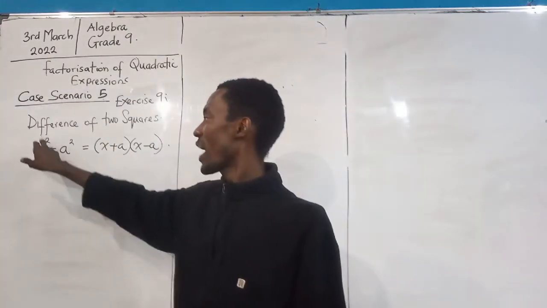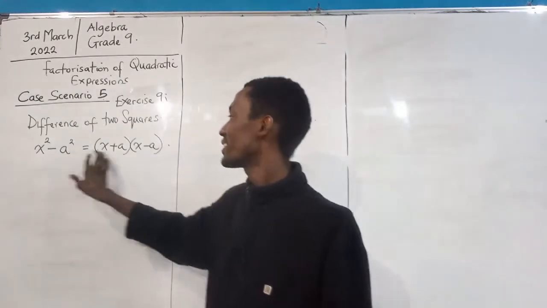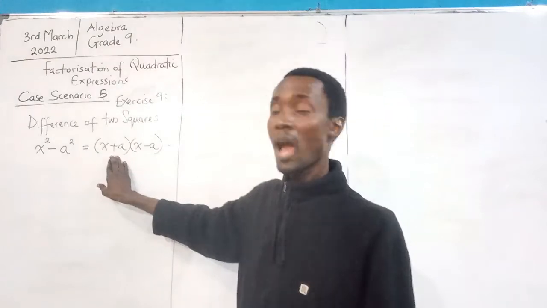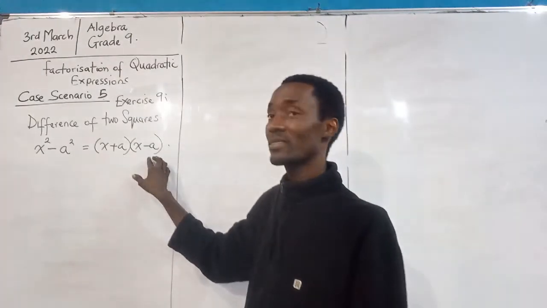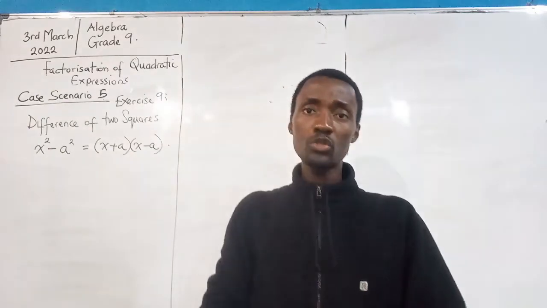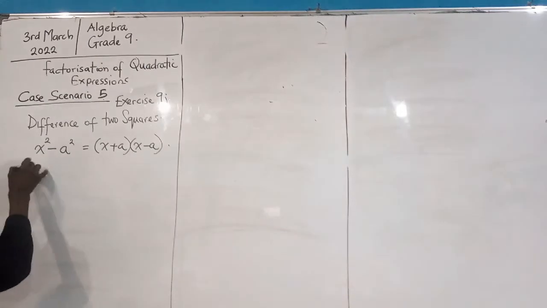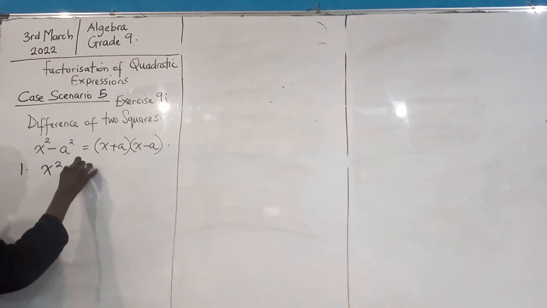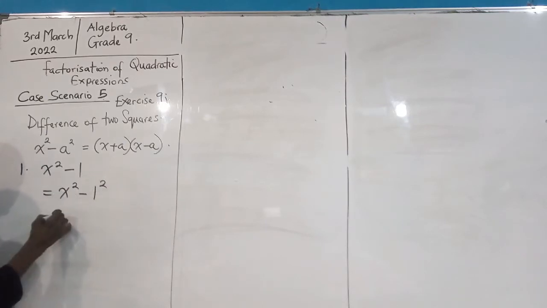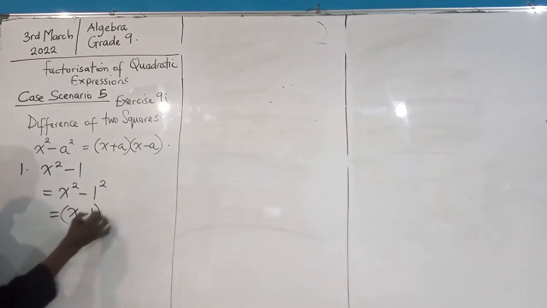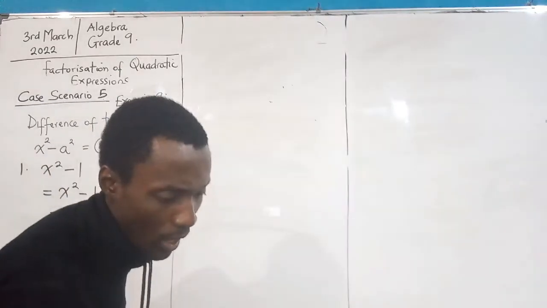When you have x squared minus a squared, what it simply means is that add the terms and do what? Add them, subtract them, and finally do what? Multiply them. Now if you look at number 1, it is quite straightforward. X squared minus 1. This will be what? X squared minus 1 squared, which will be x minus 1 into x plus 1. That's very straightforward. Now let's look at question number 2.